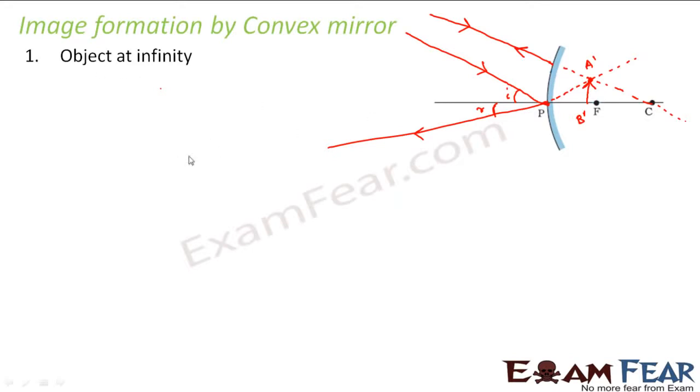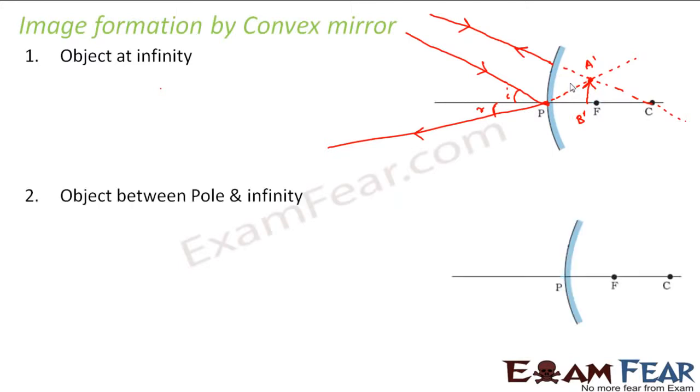So what do we see about this image here? We see that the image is erect. It is obviously a virtual image because the rays are not actually meeting at this point. They appear to meet here, right? And also we see that the image is diminished. And most importantly, the image is formed on the other side of the mirror. So the object is on the left hand side of the mirror, but the image is formed on the right hand side. So that means the image is formed on the other side of the mirror.